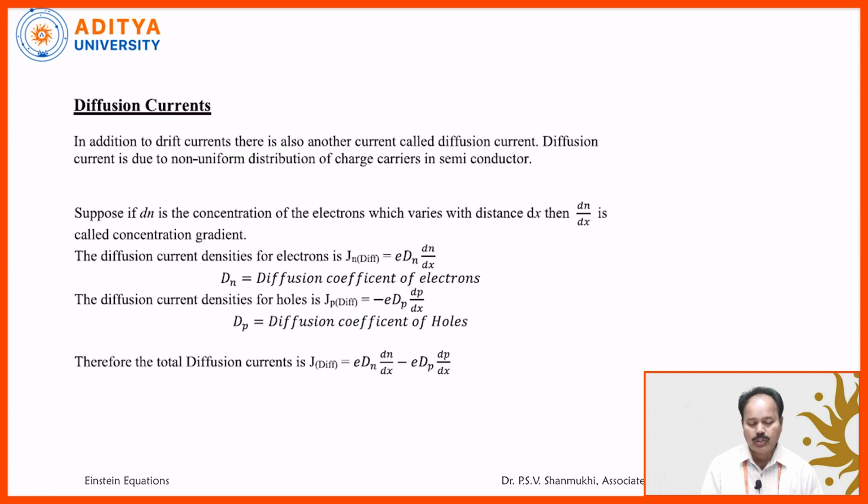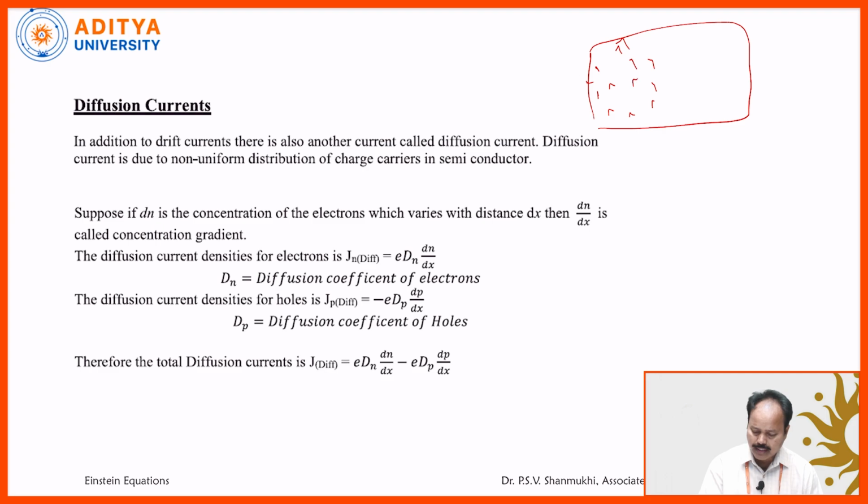Now coming to diffusion. Suppose imagine there is some region in a semiconductor with more concentration of electrons here and less concentration of electrons there. Generally the carriers will diffuse, they will move from higher density to lower density. That kind of motion is called diffusion. And in diffusion, the carriers will automatically produce some current, that is known as diffusion current density.